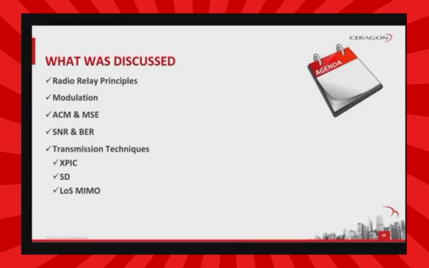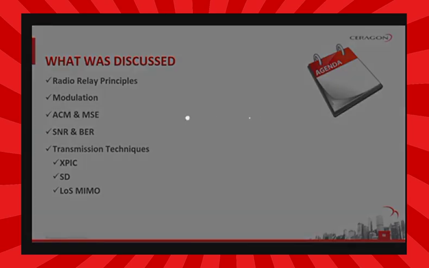Summary. In this module we have discussed radio relay principles, modulation, adaptive coding and modulation, ACM, and mean square error, MSE, SNR and bit error ratio, transmission techniques such as cross-polarization interference cancellation, spatial diversity and line of sight multiple in, multiple out. Thank you for your attention.